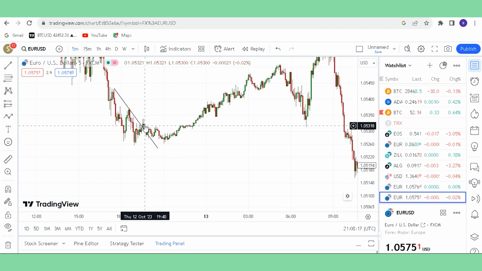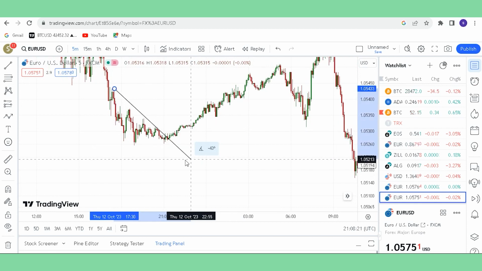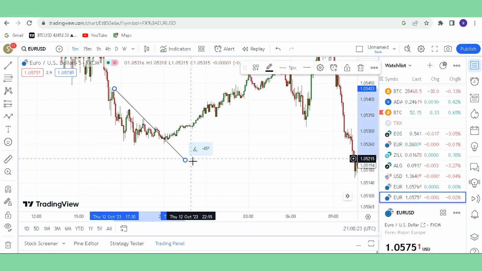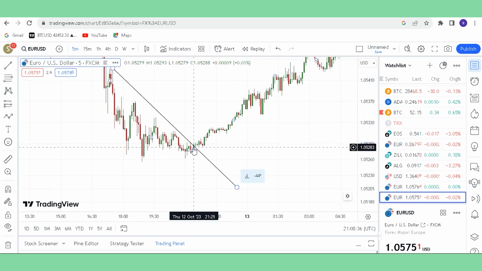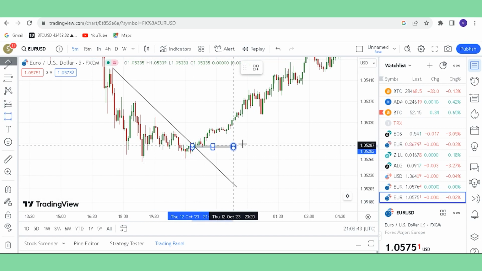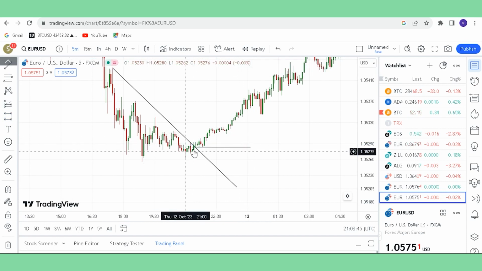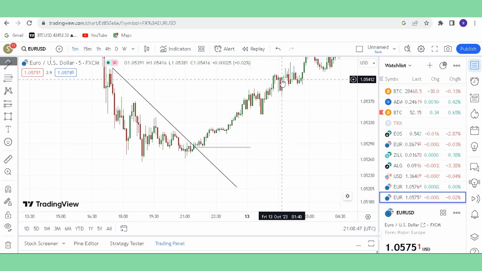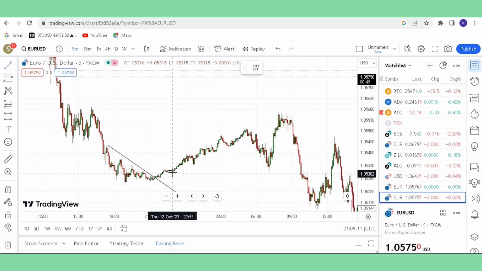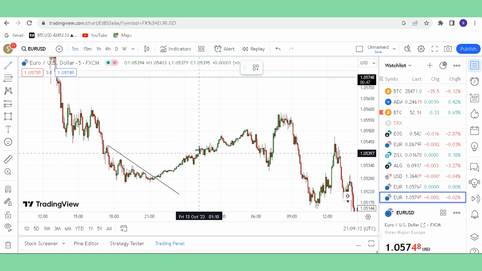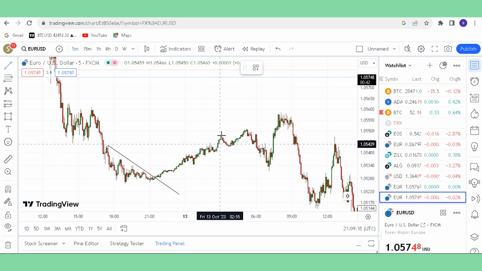Here we see a fake breakout, so we extend it here, and again here we extend it here. So here, when it breaks it, this break-even point is important, and we see that it caused the price to go up. Here we have an uptrend, high, low, higher high, higher low, higher high, higher low, higher high.